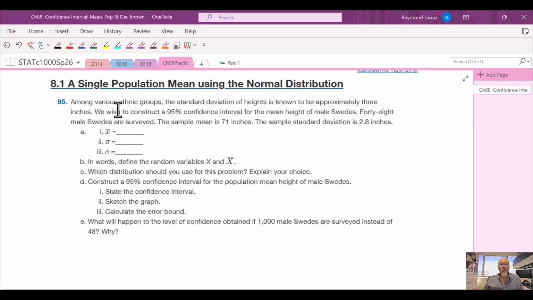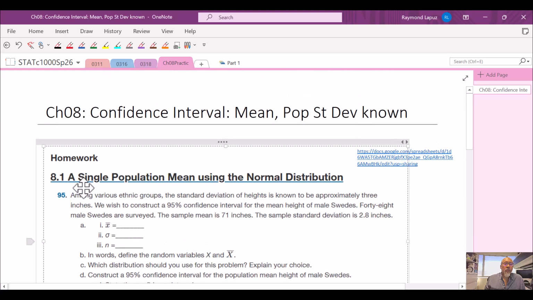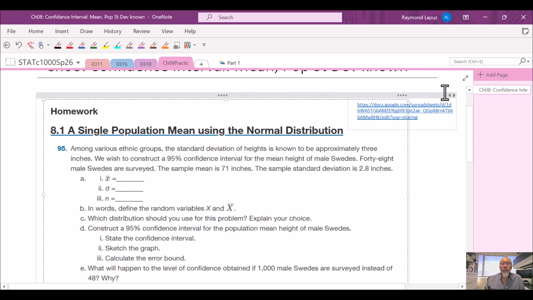My name is Ray Lapuz, and in this video we will walk through an example from Chapter 8, Section 8.1, where we're looking for a confidence interval around a mean when we know the population standard deviation sigma. So we have an example, and I also have a link to the template spreadsheet that we're going to use.